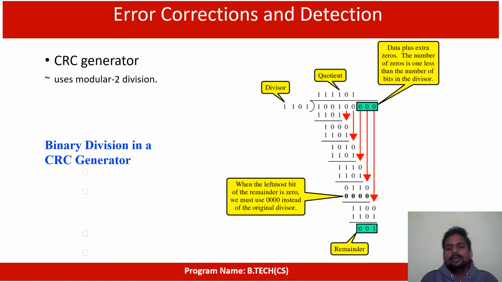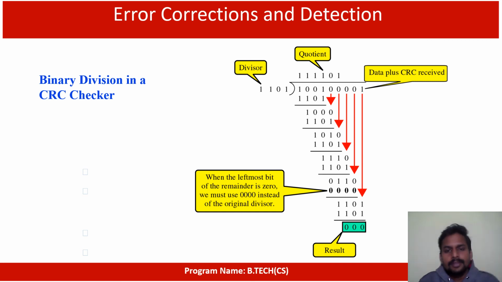Then we have to perform the binary division. If you do the binary division, as a result we get 001 at the end. That 001 is the CRC bit value here. So 100 is the original data, and along with it we add this 001 also. This is what we are going to pass to the receiver side. We will check in the next slide, then you will understand.